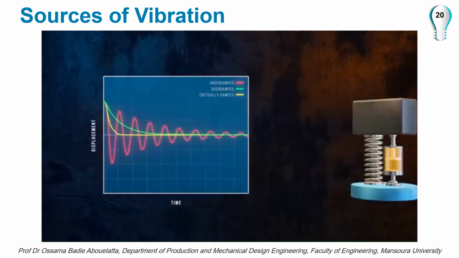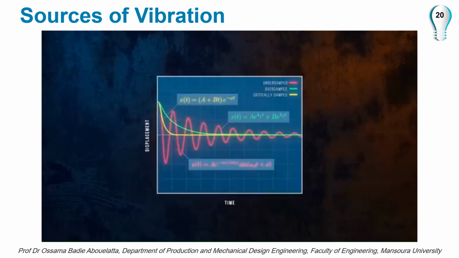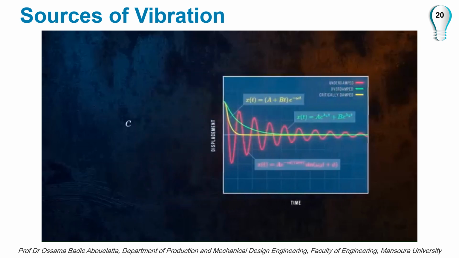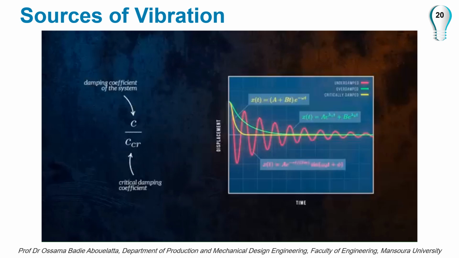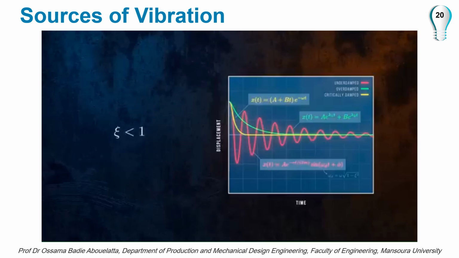Each of these cases has a different function that defines the displacement of the system, obtained by solving the equation of motion. The ratio of the actual damping coefficient of the system to the damping coefficient that would result in a critically damped response is the damping ratio. Most engineering systems and structures have a damping ratio of less than 1, so they're underdamped.